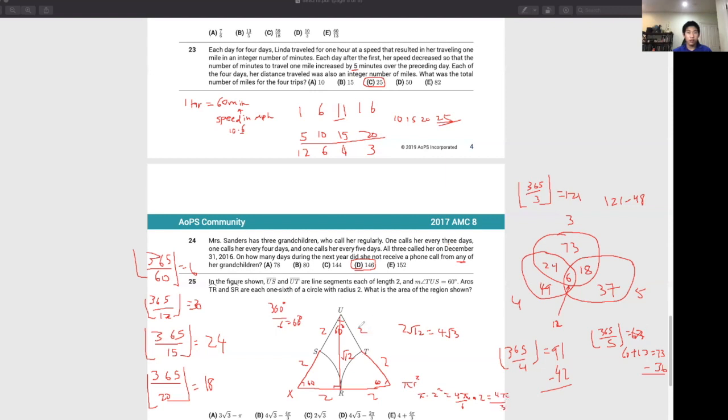So the area that we want is 4 square root of 3 subtract 4 pi over 3. And that is our final answer, and that's B.